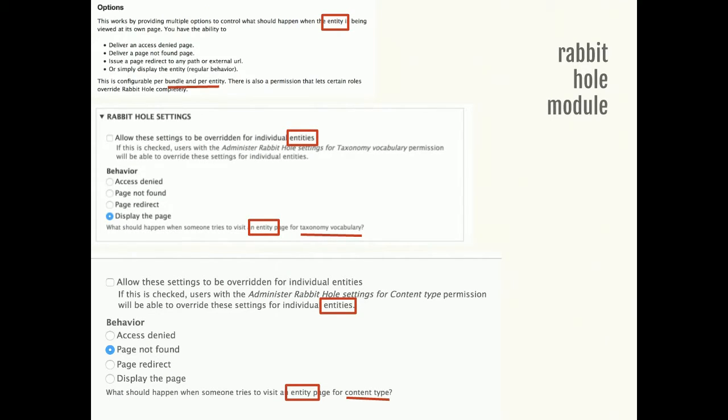Then you'll also see that in many modules. This is the Rabbit Hole module, and when you read the description for that module, you can see that you can configure Rabbit Hole per entity and per bundle. And if those words don't mean anything to you, you don't know if that's going to solve your problem. And once it's installed, the same thing, you're configuring the settings for that module, and you see that these terms are showing up, appearing again and again.